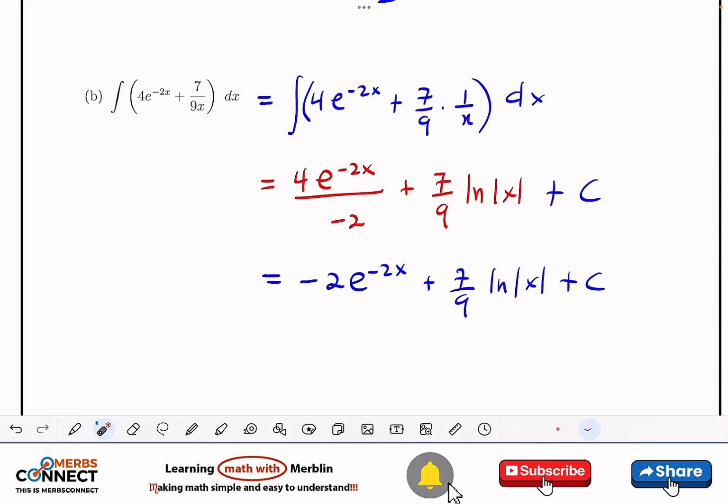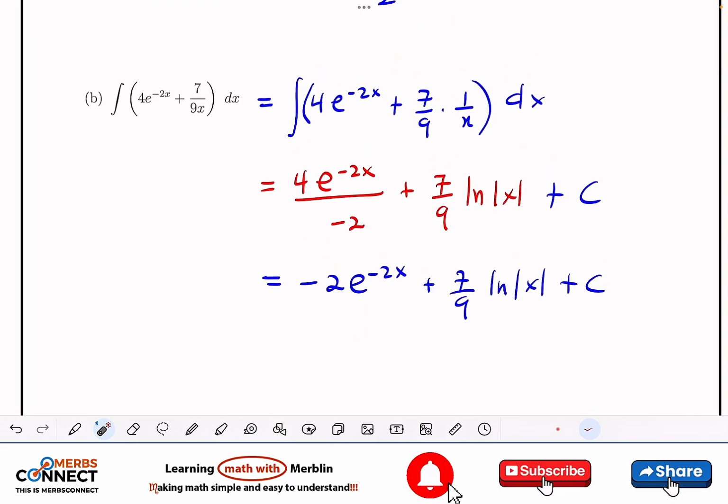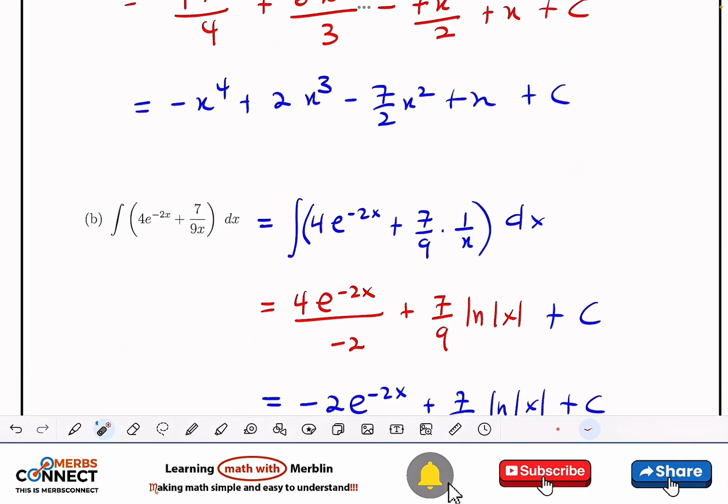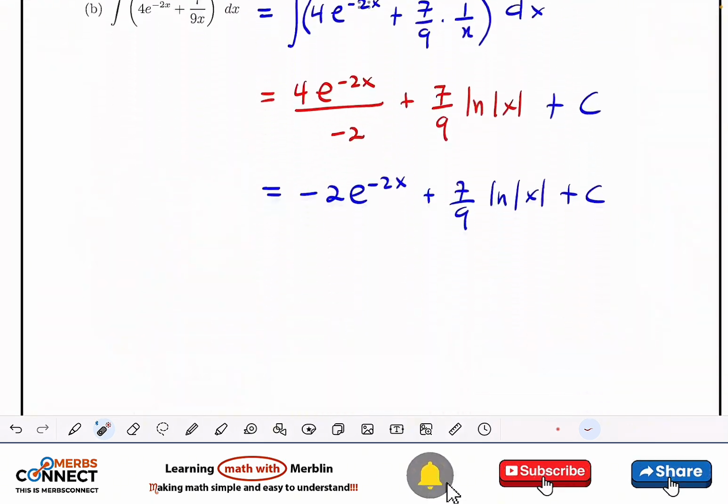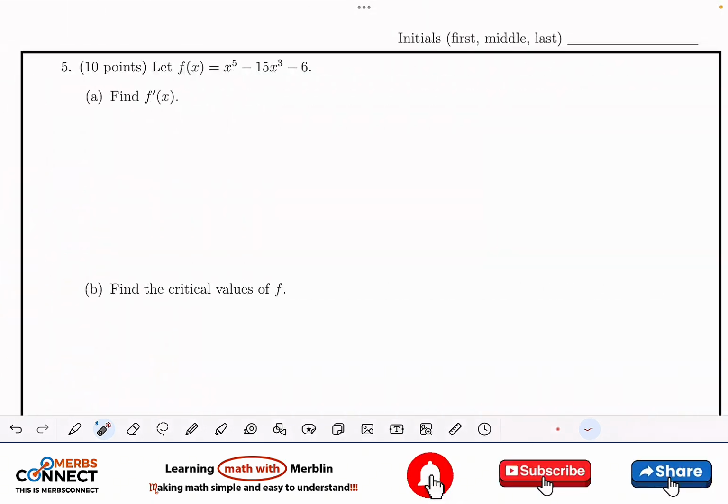So I said if it is indefinite and the power here is odd, then we always have it in this form, right? So we put it inside the ln function because it's indefinite. We don't know what is there. All right, so I think that's all for question 4. Let's look at question 5.